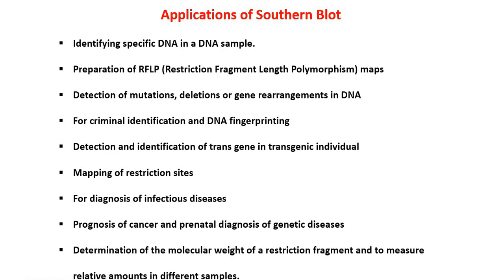For example, now coronavirus is there, so diagnosis of coronavirus. Coronavirus is made up of RNA, not DNA. If the viral genome is made up of DNA, the virus can be identified through Southern blotting. Prognosis of cancer, prenatal diagnosis of genetic disease, and mutations can be identified through Southern blotting. And then determination of the molecular weight of restriction fragments, and measuring the relative amount in different samples, can be done through Southern blotting. These are the different applications of Southern blotting.